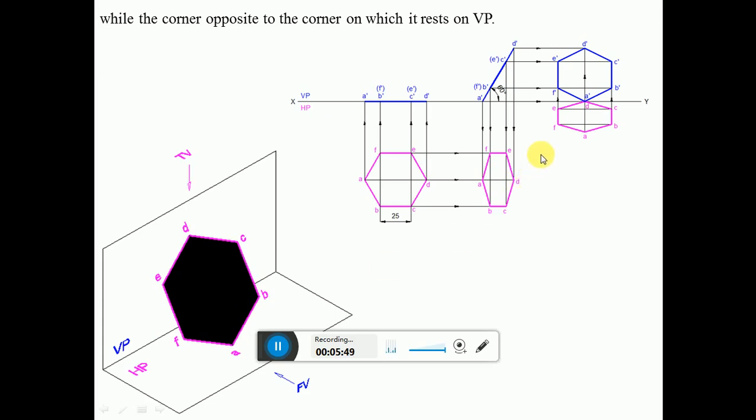And here, how to rotate this? A is on HP, that is, A dash is on HP. So now D has to be on VP. So consider any point on the XY line and draw a vertical projector. Then measure the length from A to D. You mark this point as D, because the corner opposite the corner is on VP, that is, D on VP.